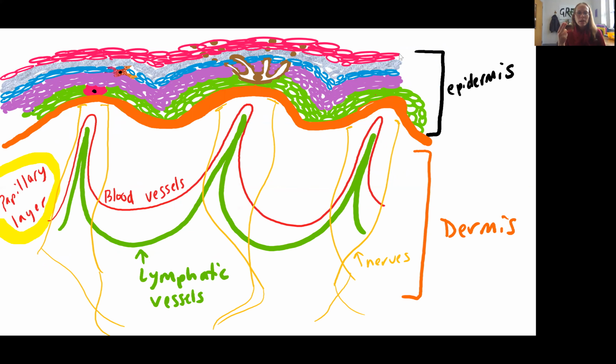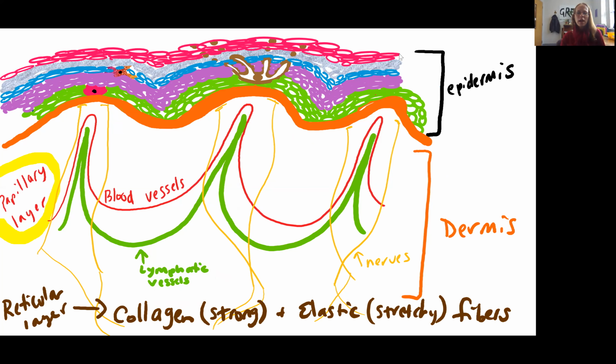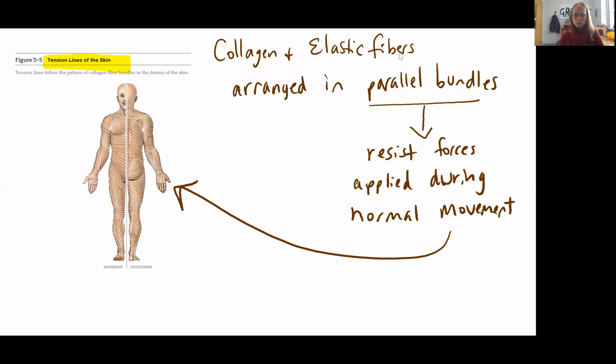And then the papillary layer is sitting on top of the reticular layer, which is going to have collagen protein fibers providing strength, as well as elastic or stretchy fibers, so that our skin is able to move as we move our body. So as we bend our different joints and flex our muscles and so forth, we're able to get that skin to stretch over top of our body, even during these different movements.